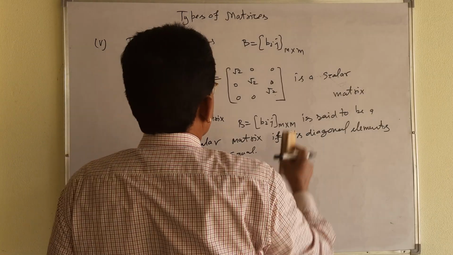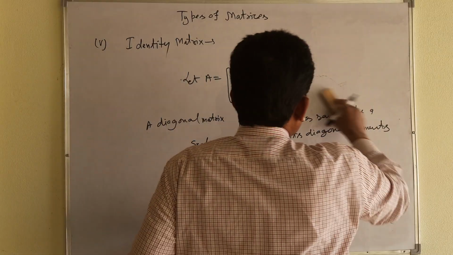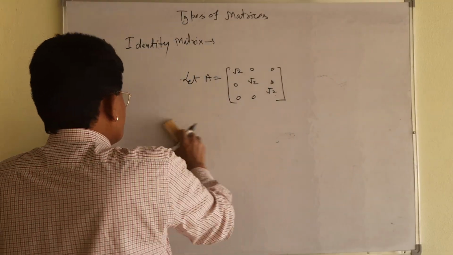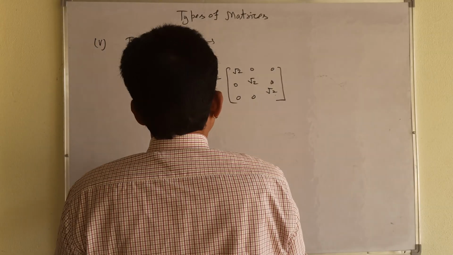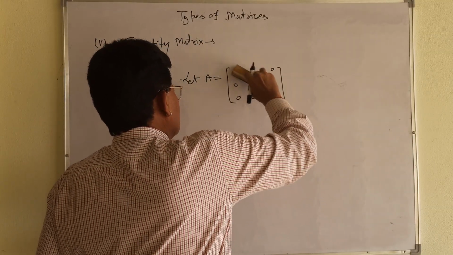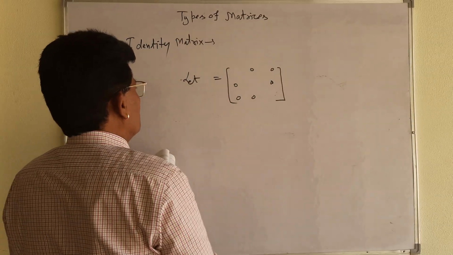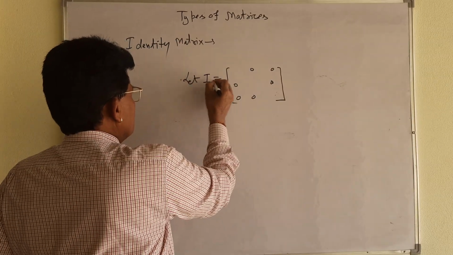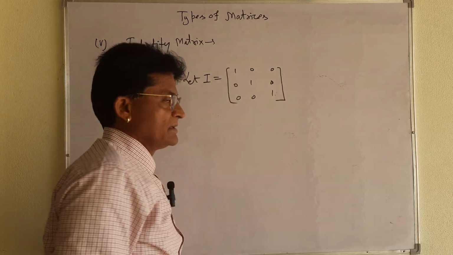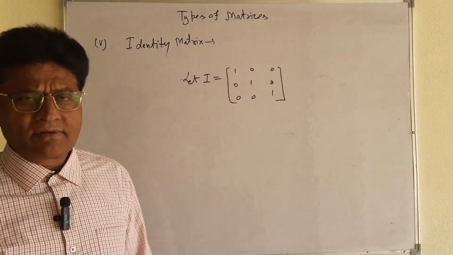Identity matrix. Identity means, let me take the example. Identity matrix. That is also a square matrix, but the diagonal elements should be 1 only. And it is to be denoted by I, capital I. It will be 1, it will be 1, it will also be 1. That is the identity matrix.